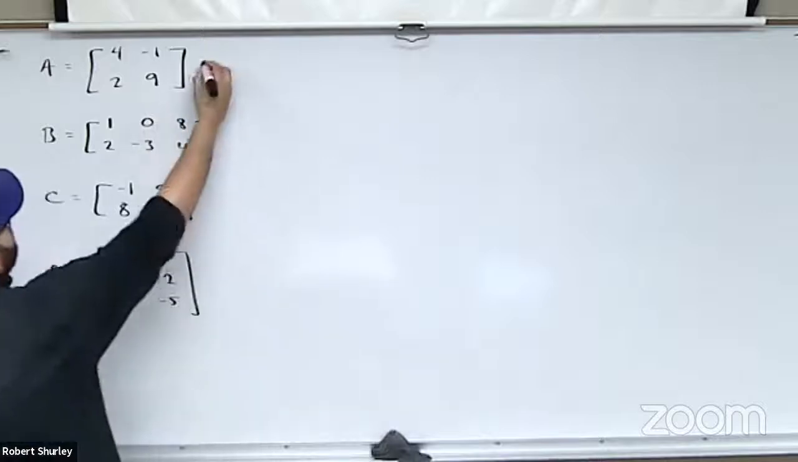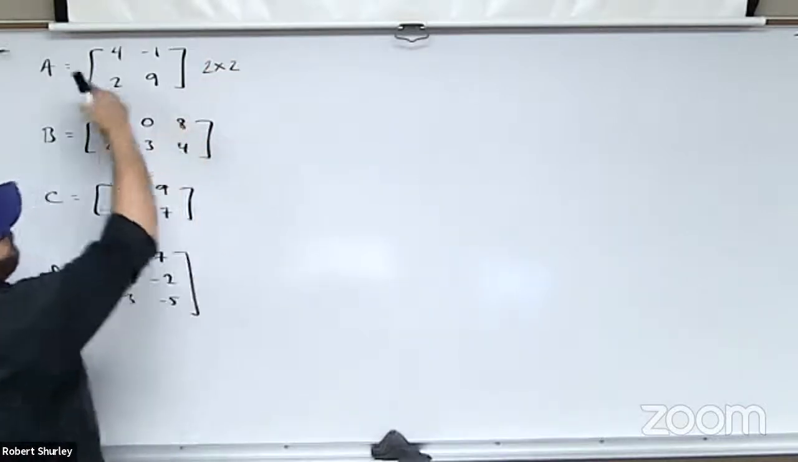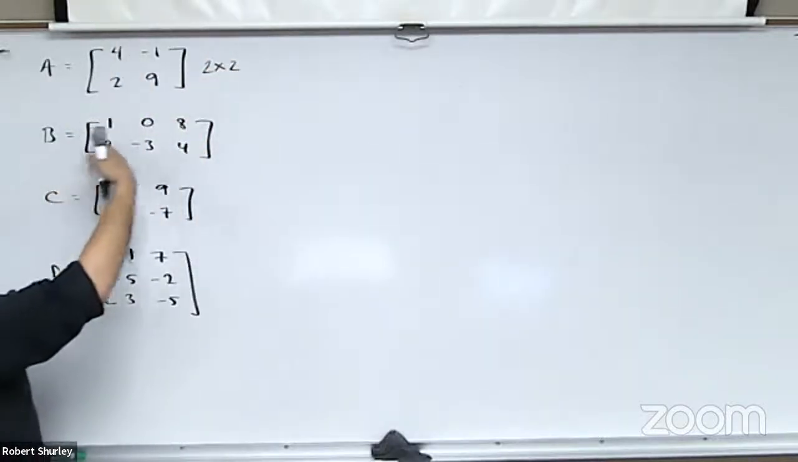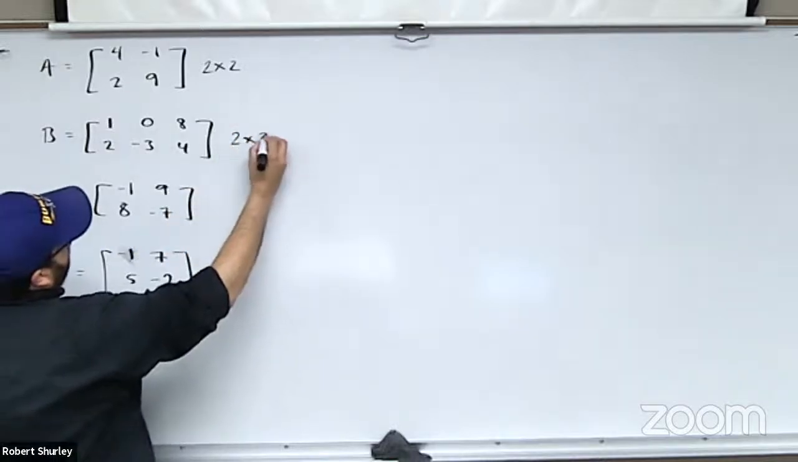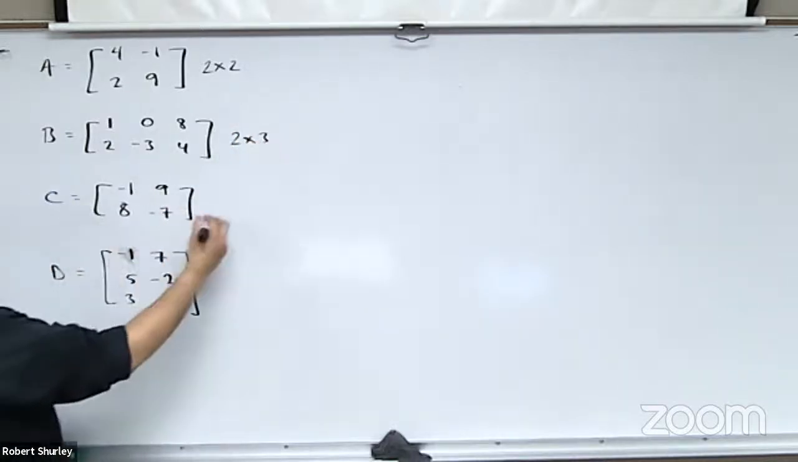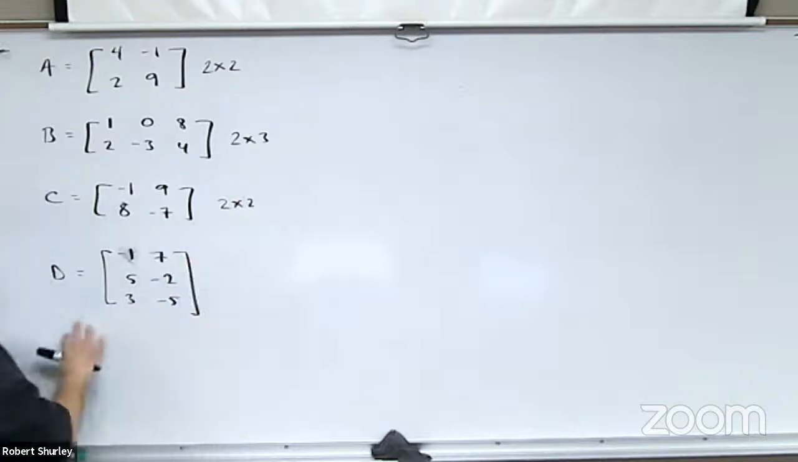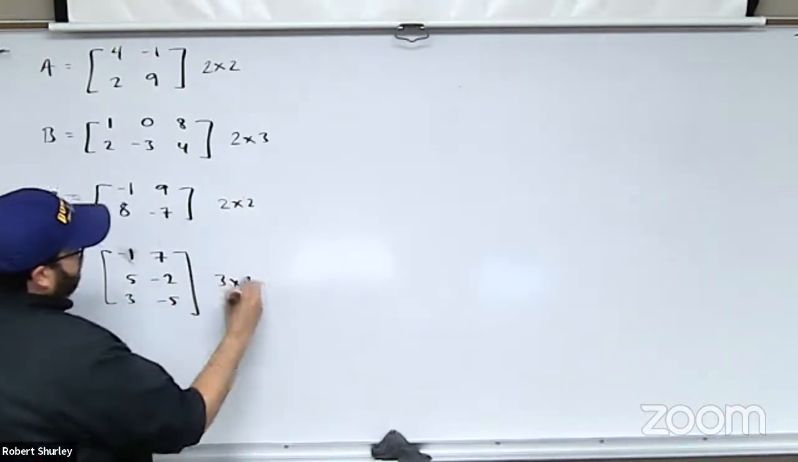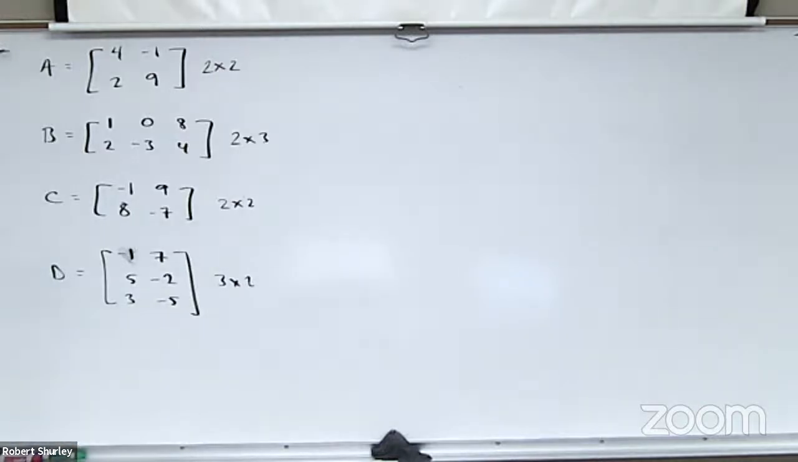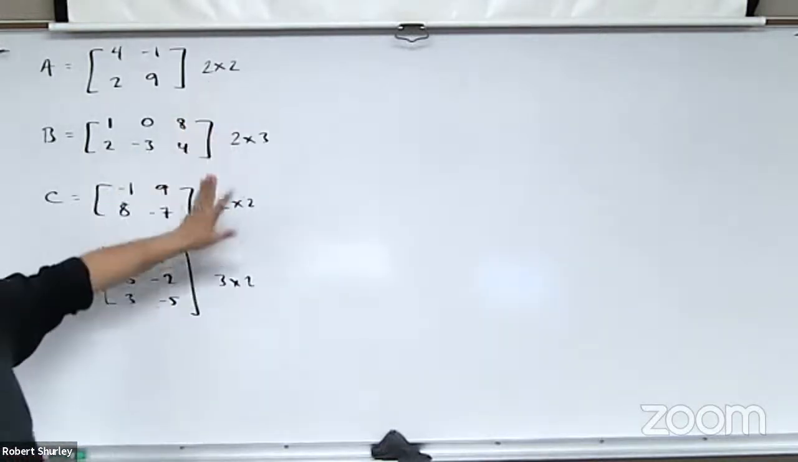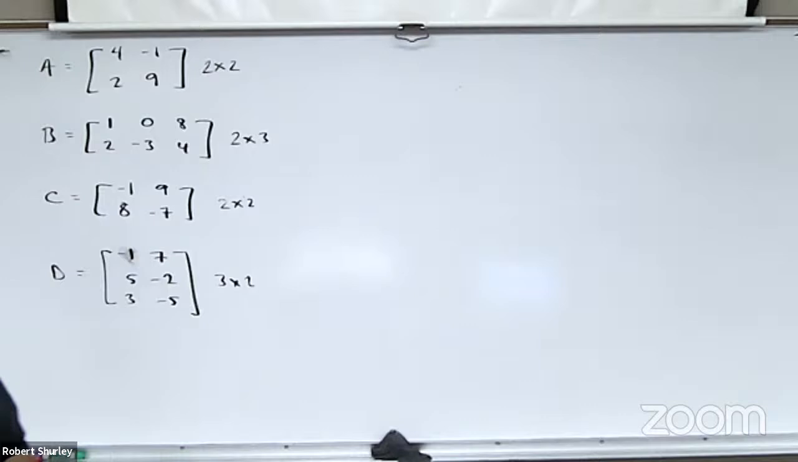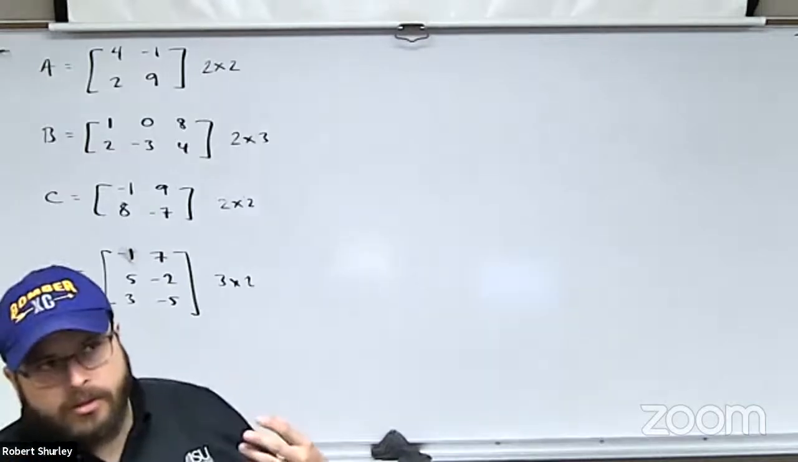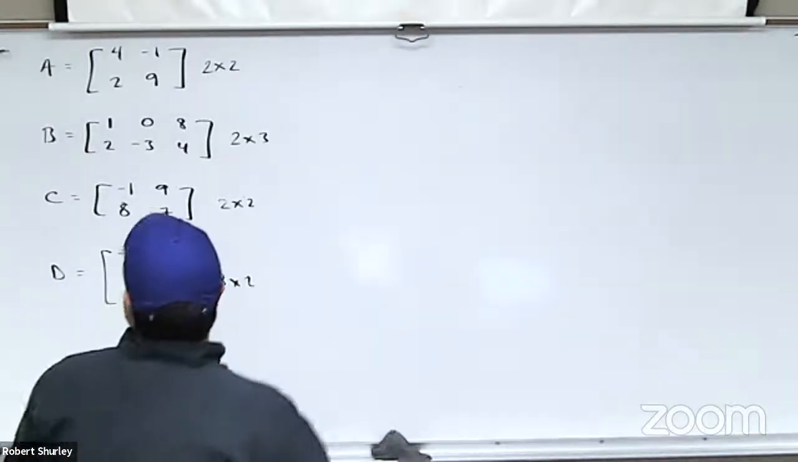So if we look at A, we said this was a 2 by 2 matrix, right? 2 rows, 2 columns. B is a 2 by 3 matrix. This is a 2 by 2, C is a 2 by 2. And the matrix D actually is a 3 by 2, right? Because it's got 3 rows and 2 columns. Well, only 2 of these match, right? And for addition and subtraction, we have to have the same order. I've said that like 5 times now.